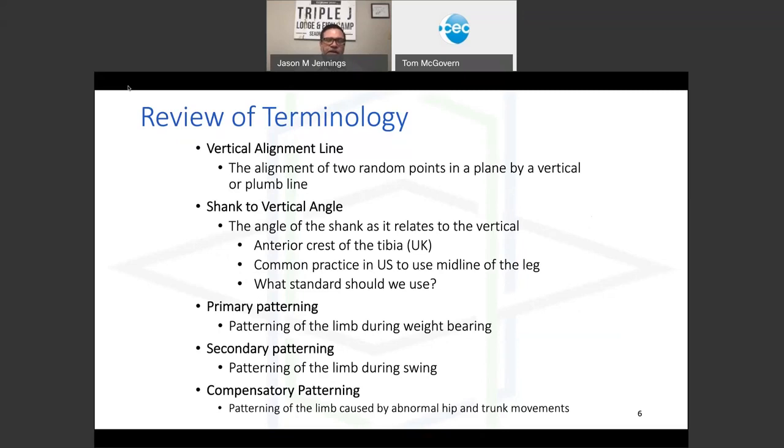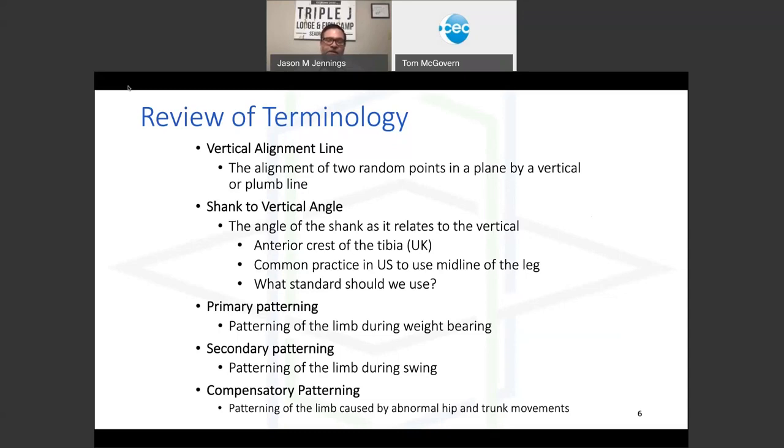A vertical alignment line is a simple vertical line, the alignment of two random points in a plane by a vertical line or plumb line, typically what I'm referring to. The shank to vertical angle is the angle of the shank as it relates to the vertical, and there are some discrepancies when people are measuring. Sometimes when we're talking, we don't all speak the same language, so it's important to know what we're talking about.